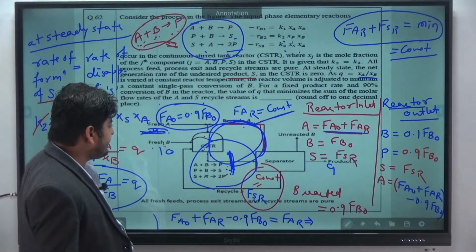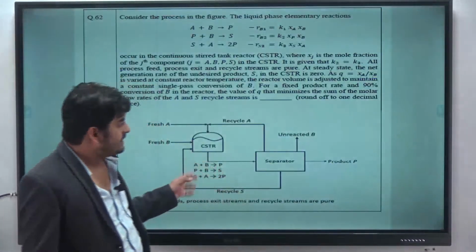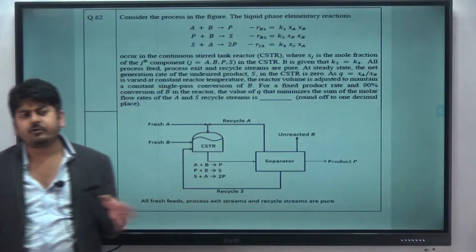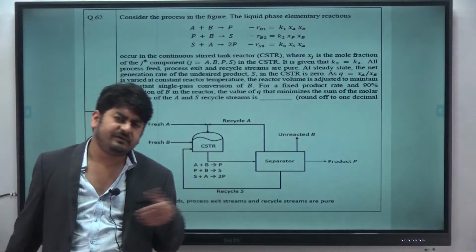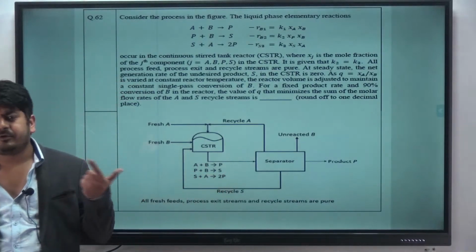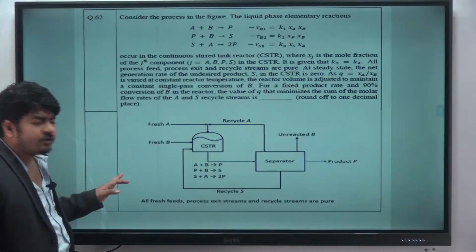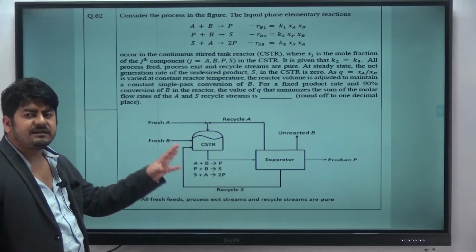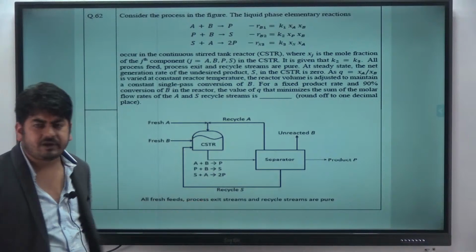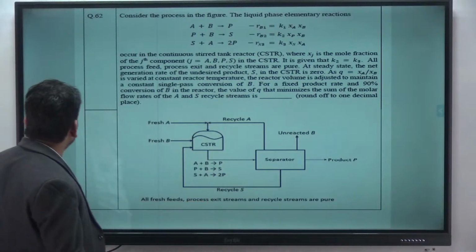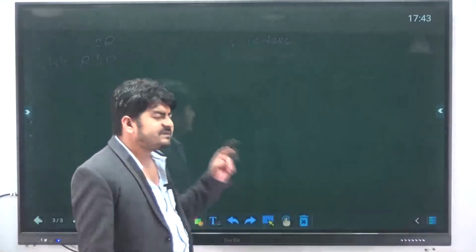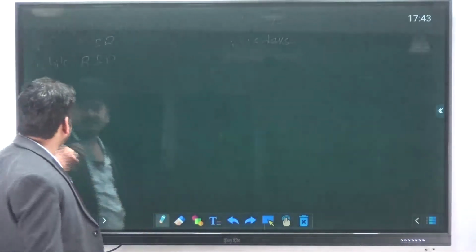So I hope this is clear, guys. If any one of you still has any doubt, you can call us or mail us. We will discuss this particular topic in more detail. This particular topic is known as CSTR separator recycle, designing of CSTR separator and recycle systems.